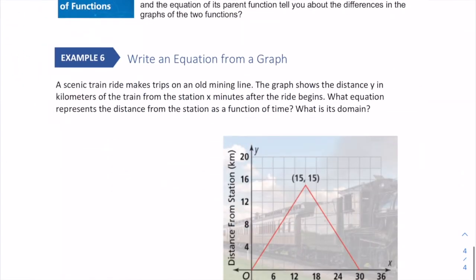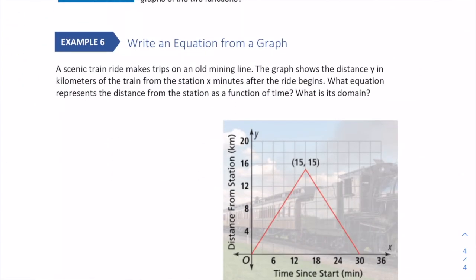Okay, for the last example, we're going to write an equation from a graph. So this one has a scenic train ride, makes trips on an old mining line. And the distance y in kilometers from station x minutes after the ride begins. So you can see that as time progresses, this train is going at a steady rate away from the train station. And then when it's 15 minutes and 15 kilometers away, it starts coming back. So it's at a steady pace, and so at 30 minutes, it's completed that round trip.